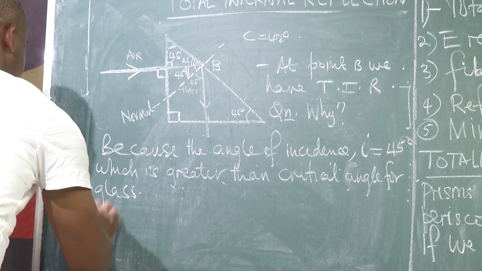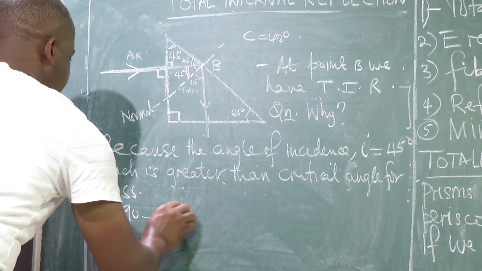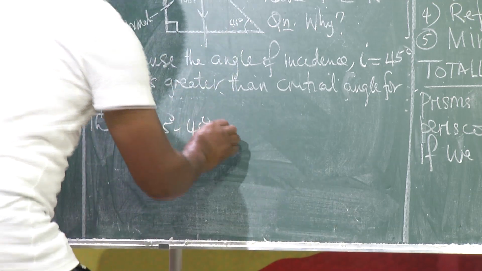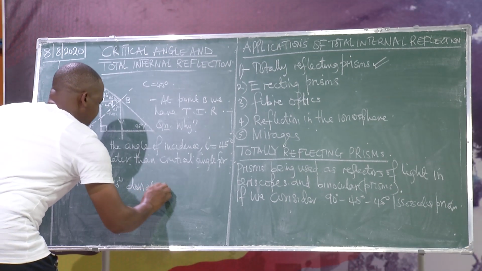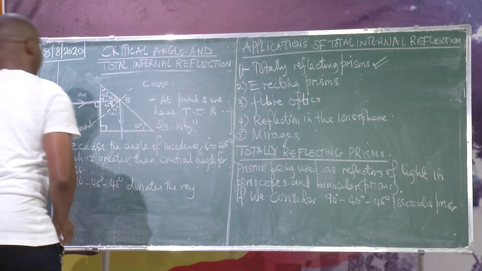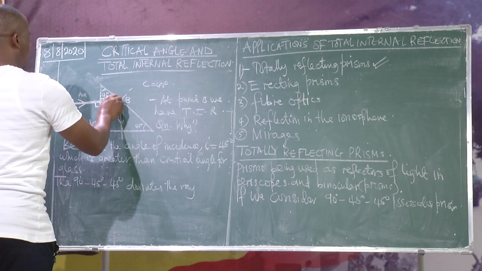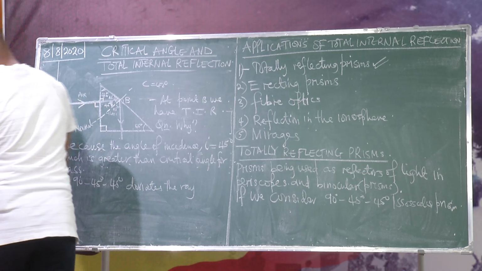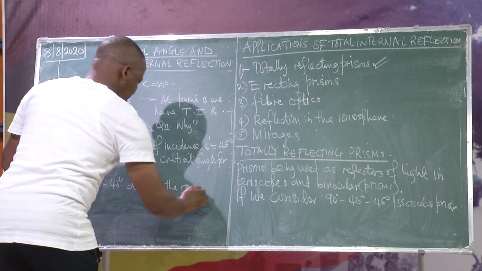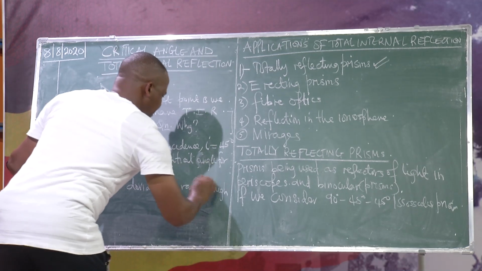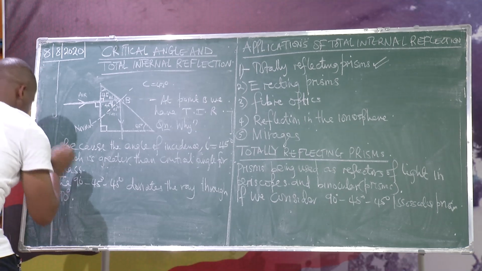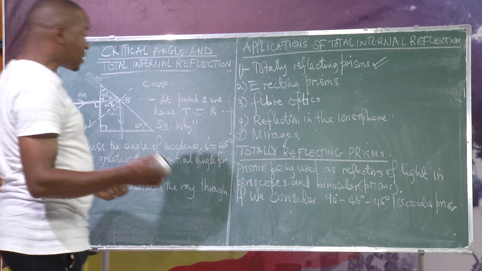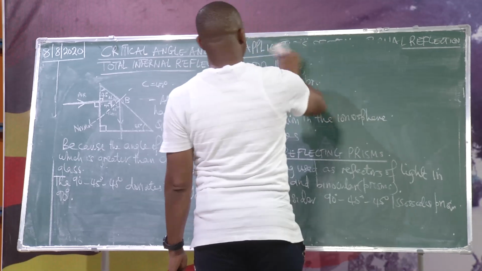Therefore, we can say that the 90-45 prism deviates the ray. It deviates because this ray would have continued like that if there was no deviation. So it deviates the ray through 90 degrees as the plane mirror would do, and because of that, prisms have advantages over plane mirrors.